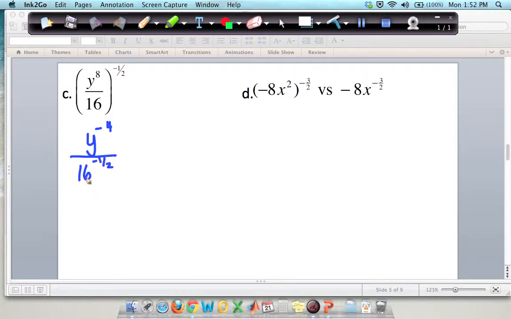Now to simplify this, before I can deal with this half, I need to get rid of the negative exponents. So I'm going to move them. Basically, the y needs to move down to the denominator. So it's y to the 4th, and the 16 needs to move up to become positive, so 16 to the 1/2. And then we can simplify. The 16 to the 1/2 means the square root of 16, which is 4 over y to the 4th.